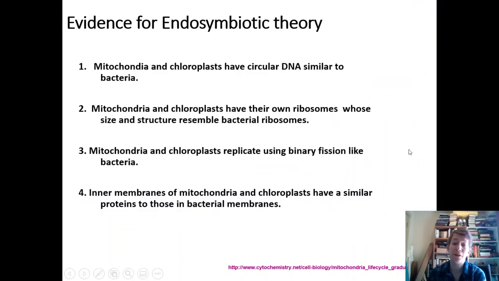So here's some evidence for that. I'm not going to read every single one, but it's pretty interesting to think that we've got ancient bacteria living in all our cells.